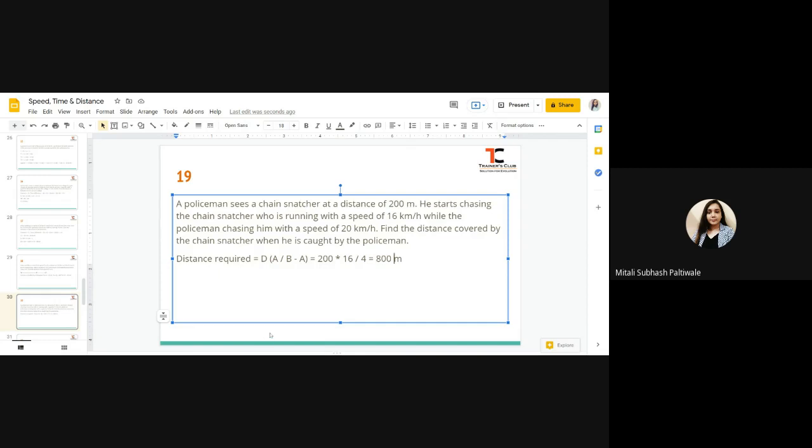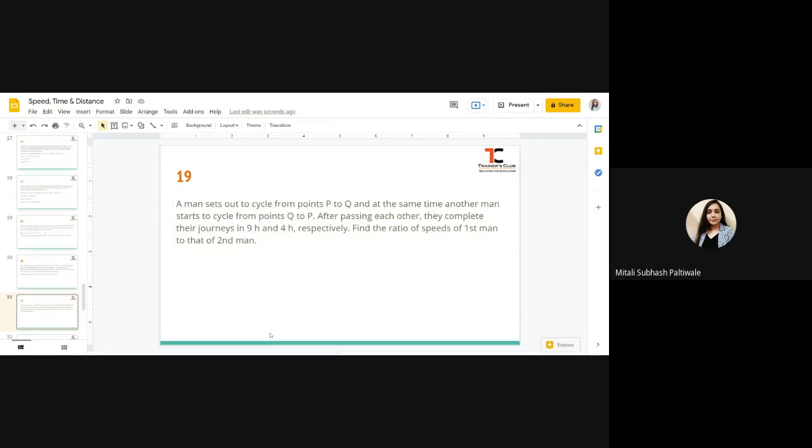Now let's get on to another question, which says a man sets out to cycle from point P to Q. At the same time, another man starts to cycle from point Q to P. After passing each other, they complete their journeys in 9 hours and 4 hours respectively. So find the ratio of the speed of the first man to that of the second man. Okay, now look at this.